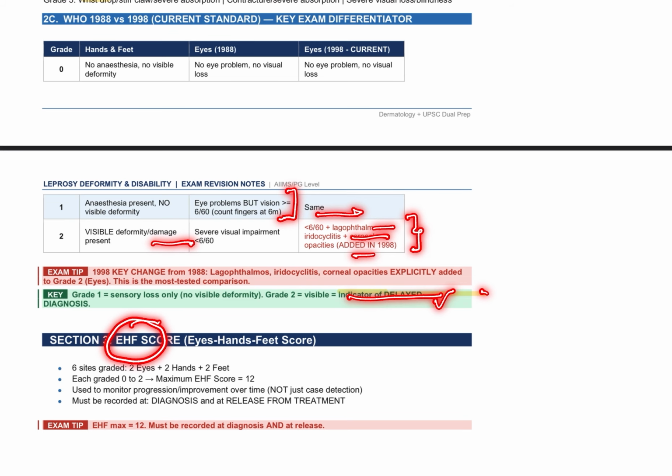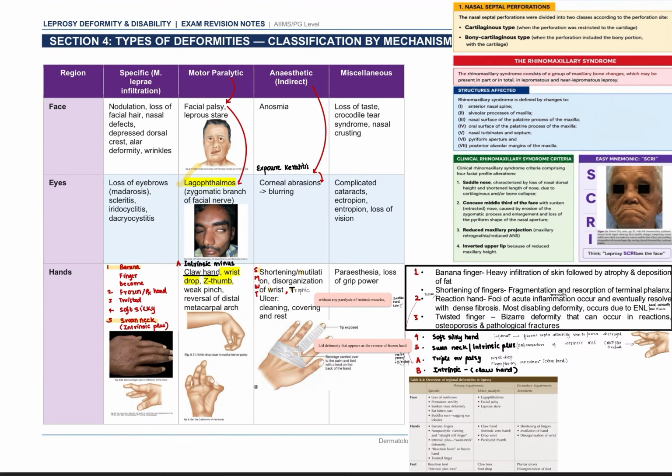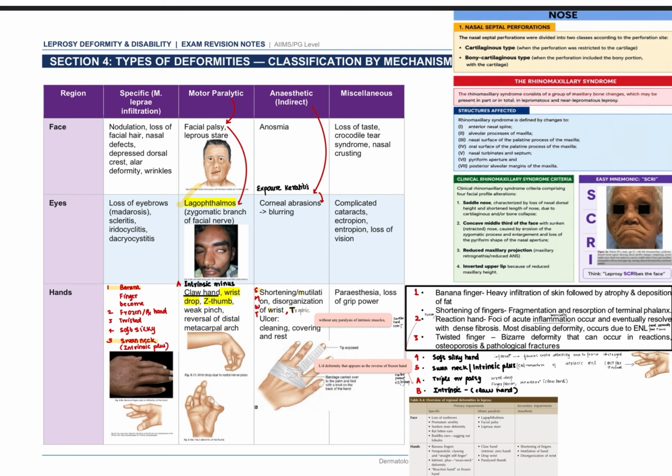Now the EHF score is being used, which means eye, hands, and feet. So 2 eyes, 2 hands, 2 feet, with grade 0, 1, 2 of disability. This must be recorded at diagnosis and release from treatment. Maximum score is 12. Now moving on to types of deformities. The deformity can be specific, which is due to M. leprae infiltration, or it can be due to nerve, motor loss, or anesthesia, or there can be miscellaneous deformities.